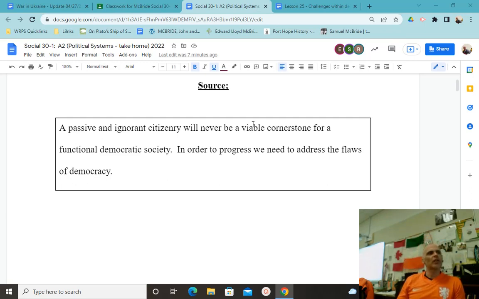So here the question reads, a passive and ignorant citizenry will never be a viable cornerstone for a functional democratic society. In order to progress, we need to address the flaws of democracy. You know, when in doubt, when it's a source like an A2 or some of the A1s and it's all about language, when in doubt, break the language down. That is a great step to do, right?